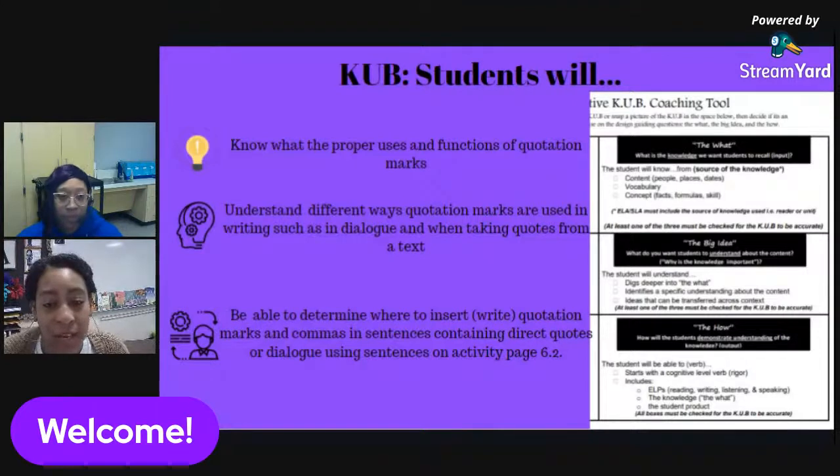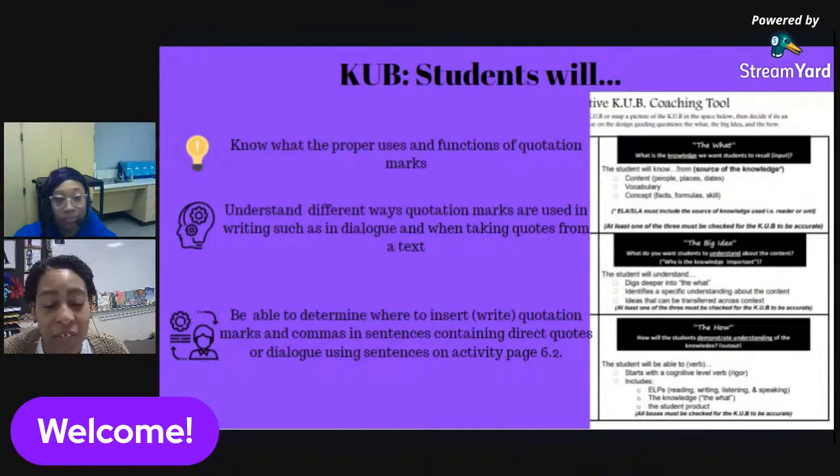But if I would have taken out "write" and just put "insert," that's still the same because when you're inserting, you're writing, right? Quotation. Exactly. So that's why I put that in parentheses. So let me start over. To be able to determine where to insert quotation marks and commas in sentences containing direct quotes or dialogue using sentences on activity page 6.2.